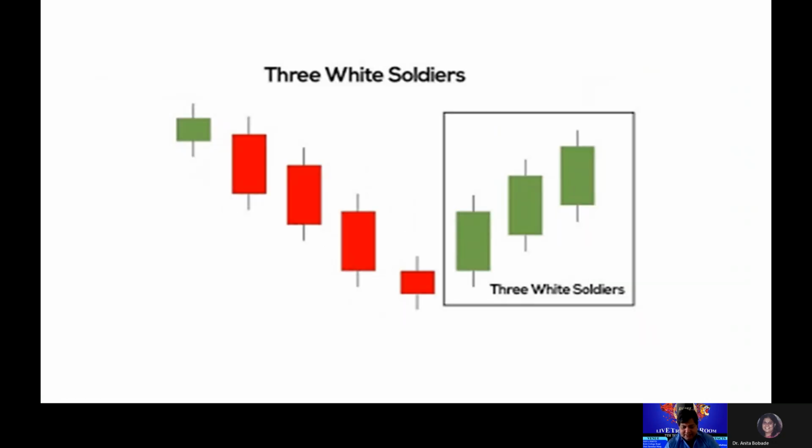Three white soldiers, again, three candles in a row. They are making higher highs and higher lows. It's gonna go up. This is the opposite of the lower highs and lower lows.